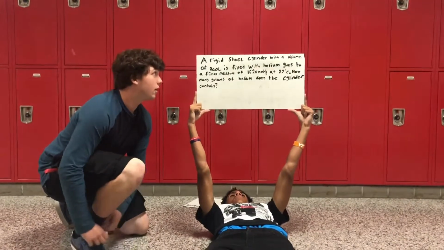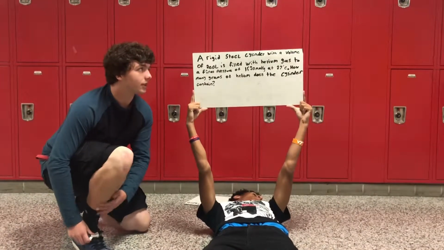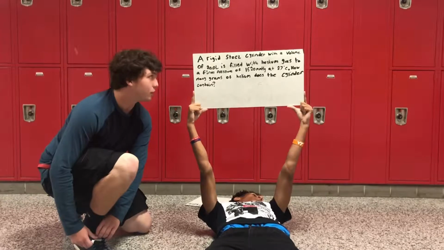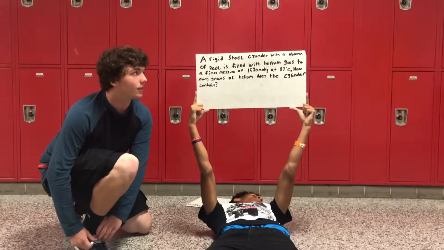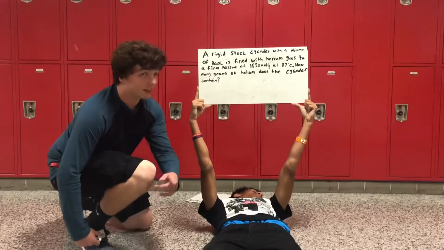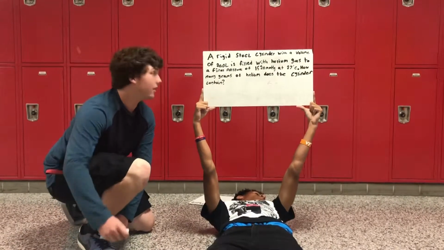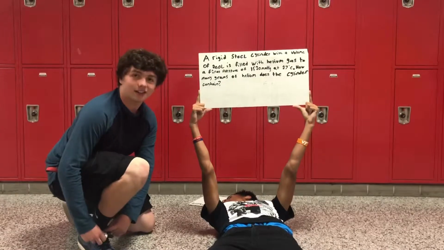So, a rigid sealed cylinder with a volume of 20 liters is filled with helium gas to a final pressure of 1,520 mmHg at 27 degrees Celsius. How many grams of helium does the cylinder contain?